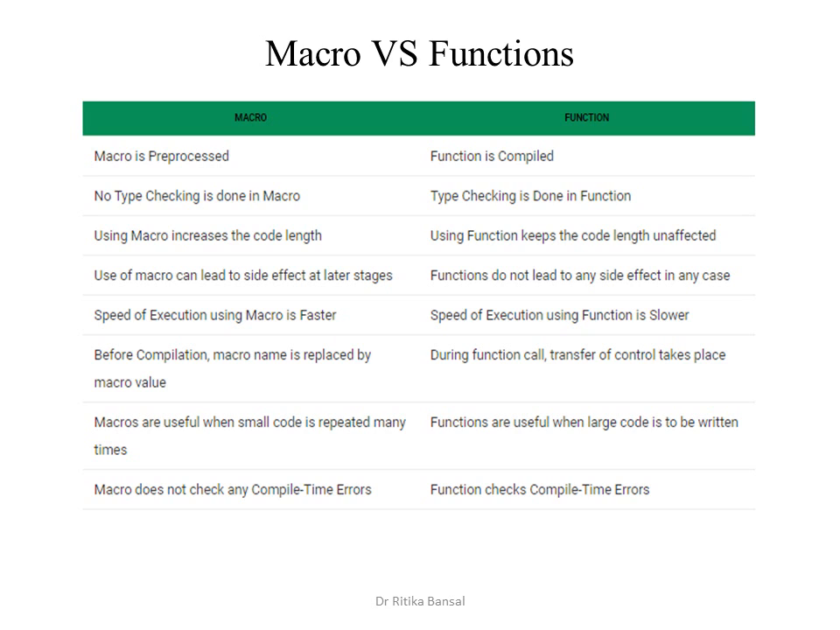Before compilation, in the pre-processing stage, the macro name is replaced by the macro value. During a function call, we know the transfer goes to that function. Macros are used only when small code is repeated many times, like we have used 5 or l into b, but functions are used for larger code.